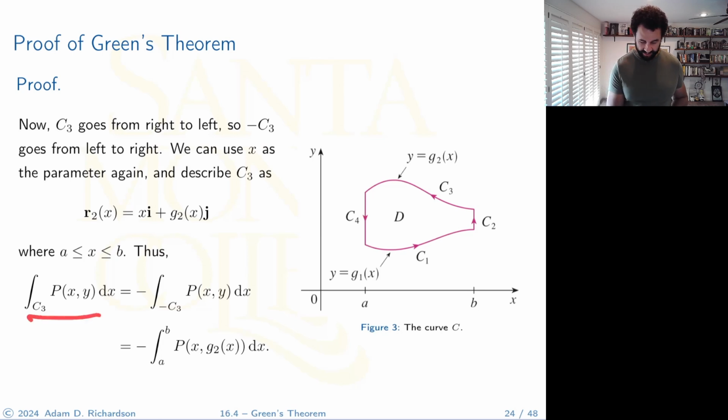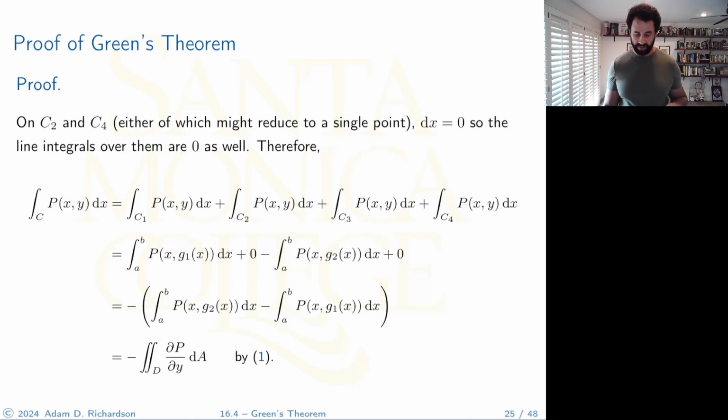Okay, so now we've got C3 is equal to this. Now on the other two curves, notice that dx is equal to 0. There's no change in x, right? So the integrals over those curves are going to be 0. So altogether we have this.